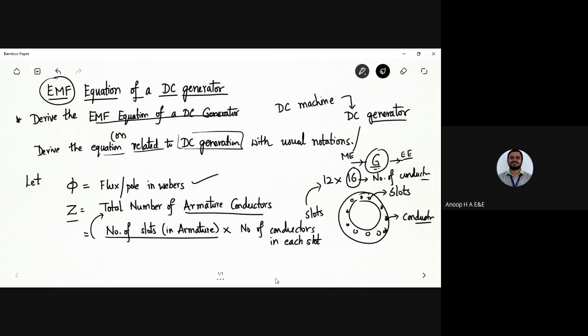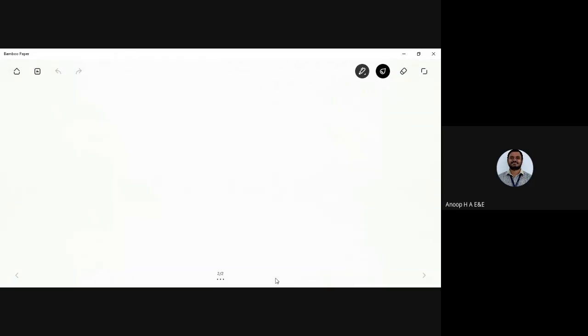All right, so what is P? P is the number of generator poles. Now I have the next notation. A be the number of parallel paths in the armature.